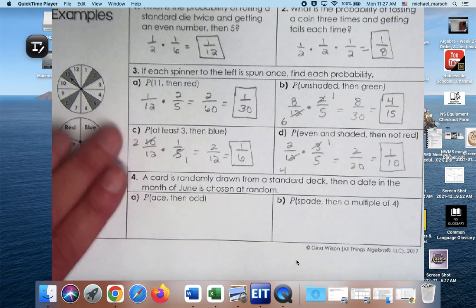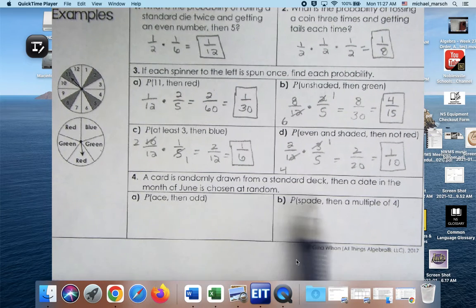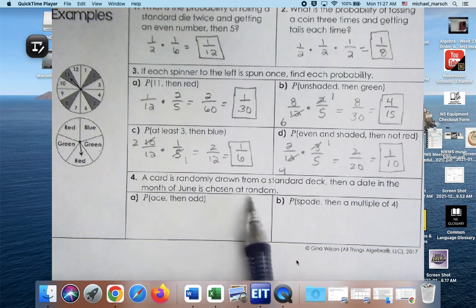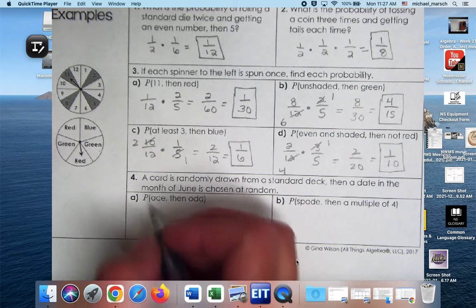So these next 2 questions have to do with a deck of cards and a date in the month of June. There are 30 days in June. So what's the probability of getting an ace out of a deck of cards? 1 out of 52. 4 out of 52.